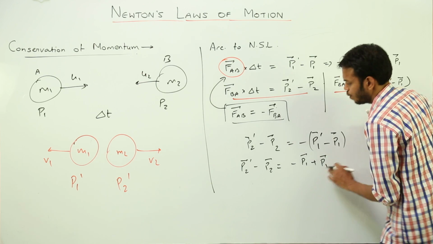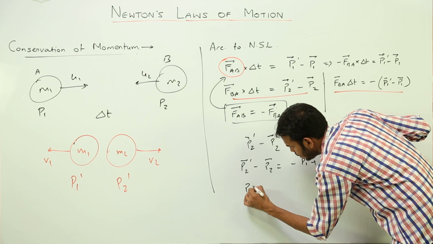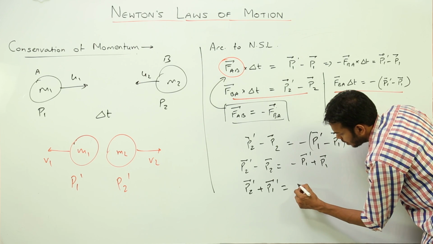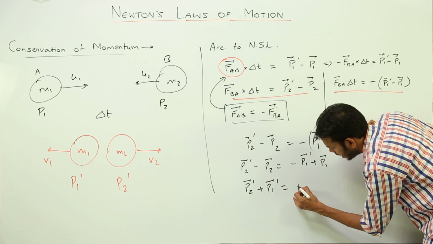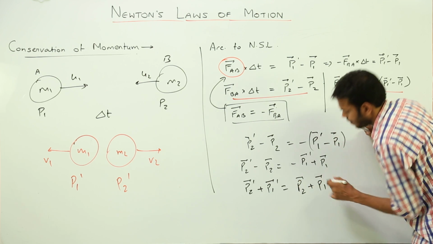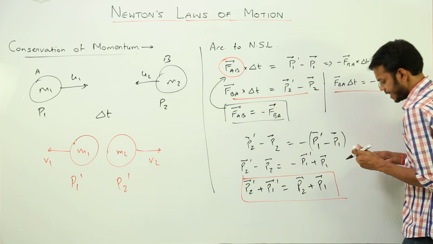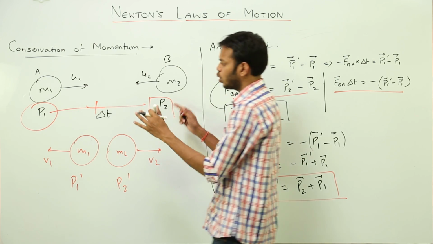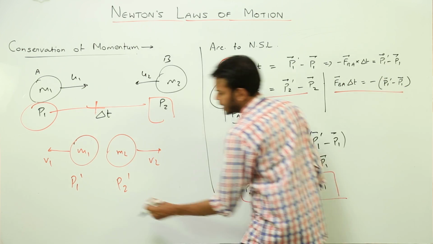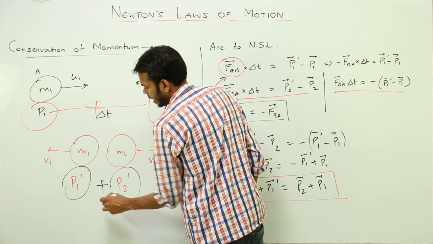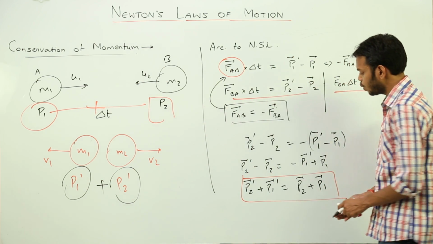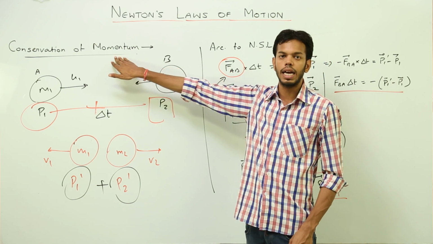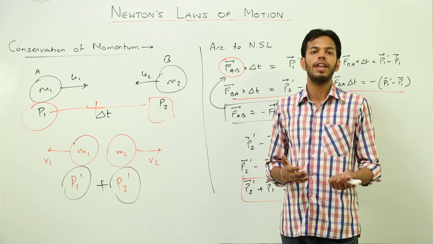Taking this thing here and this thing here, what will I get? P2 dash plus P1 dash is equal to P1, or I am bringing this part here, the P2 here, this will become positive, P2 plus P1. So what did I get now? This P1 plus P2 is total initial momentum of the system, and P2 dash plus P1 dash is total final momentum of the system. So total final momentum is equal to total initial momentum, and that is why this proves the law of conservation of momentum, that is, total linear momentum of an isolated system remains conserved.